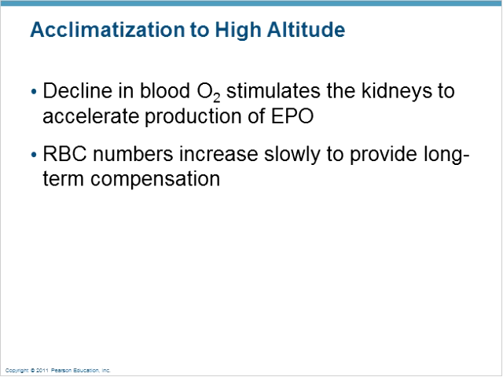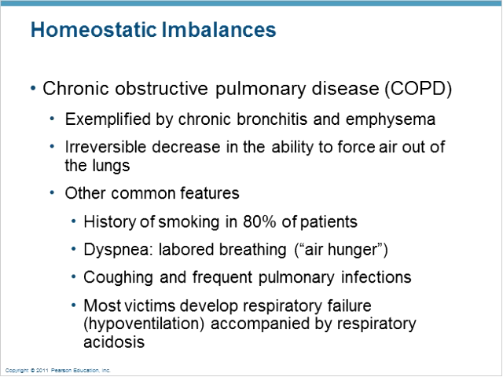Acclimation to high altitude: a decline in blood oxygen stimulates the kidneys to accelerate the production of erythropoietin hormone, and so more RBCs are created, which increases the body's ability to move oxygen and CO2. Some other homeostatic imbalances include chronic obstructive pulmonary disease, COPD.